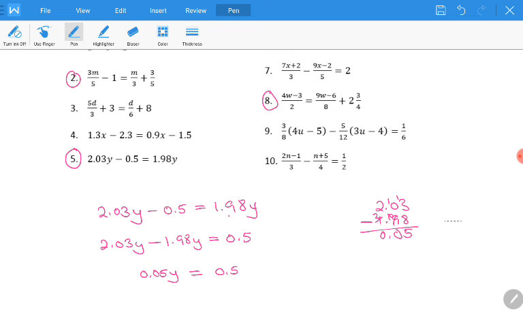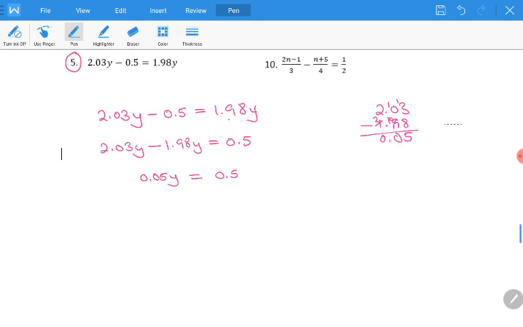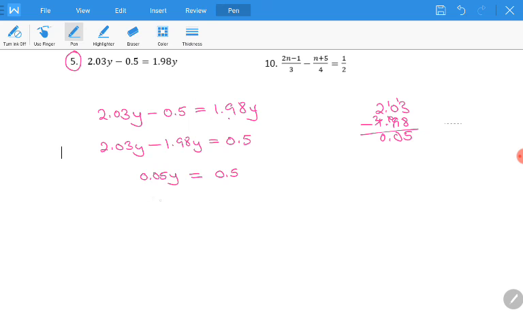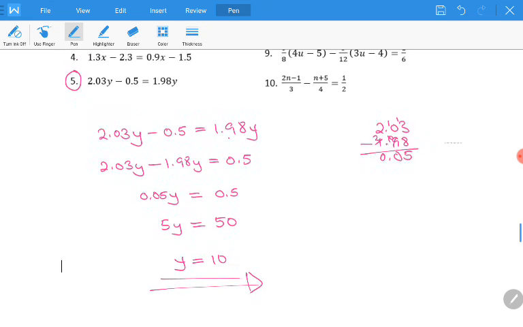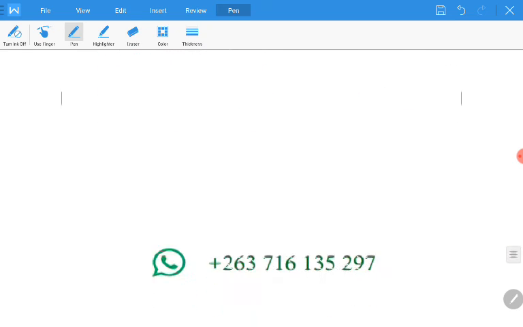So if I multiply through by 100, it becomes 5y is equals to 50. And if I divide by 5, it becomes y is equals to 10. And our equation is solved. So the value of y is equals to 10.